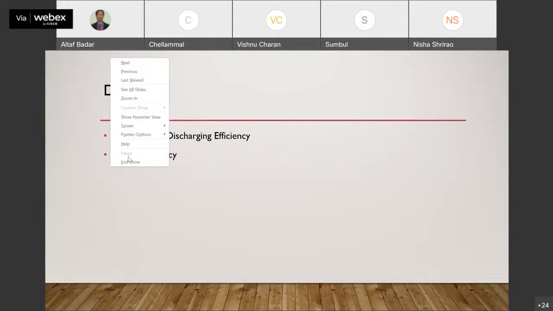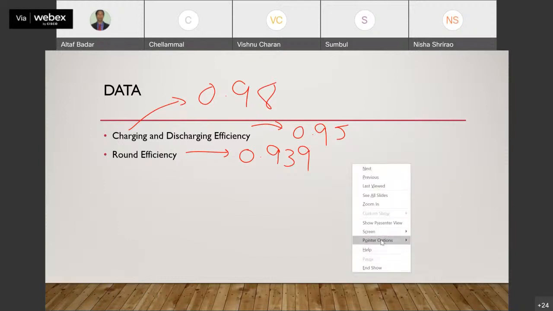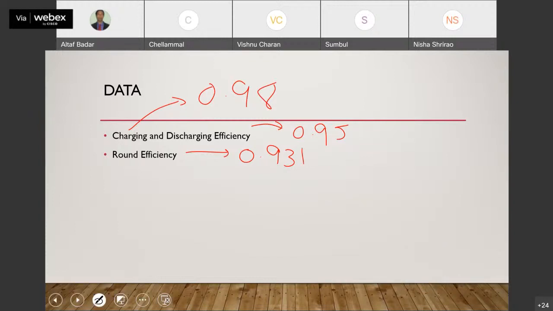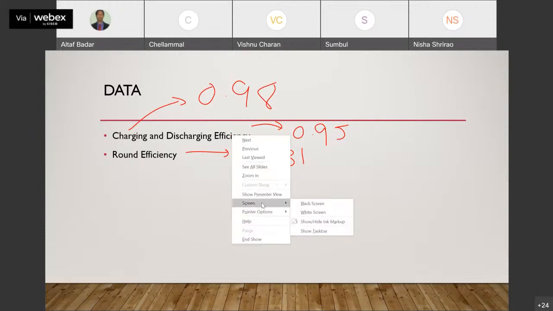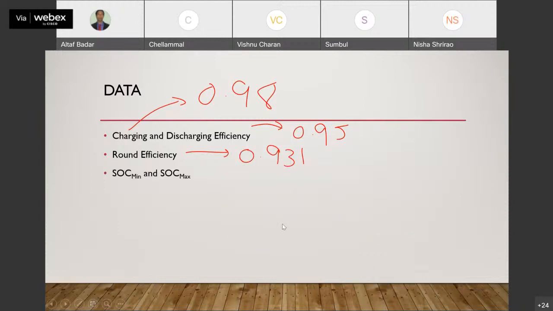I just try it here. Charging efficiency, I have taken as 0.98. Discharging efficiency, I have taken as 0.95. I multiply both of them and I get round efficiency as 0.931.